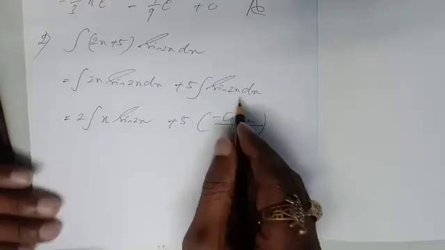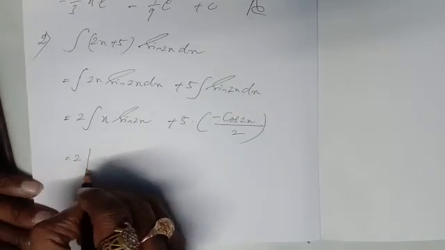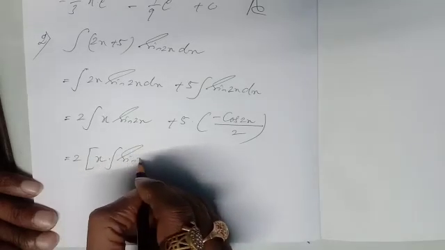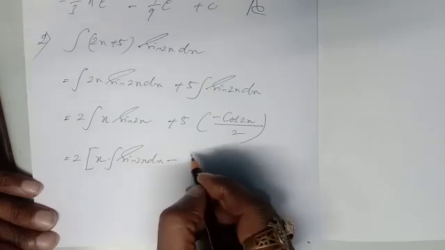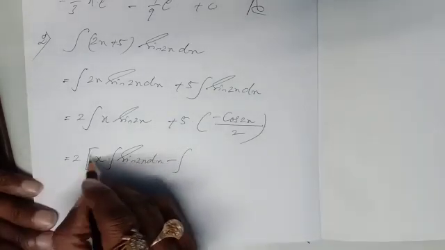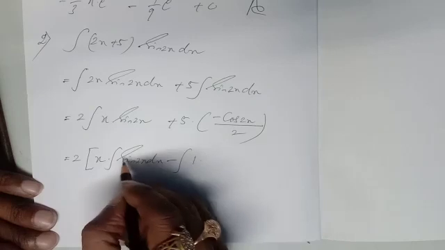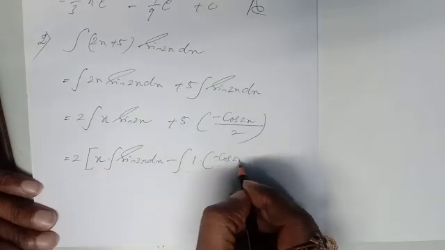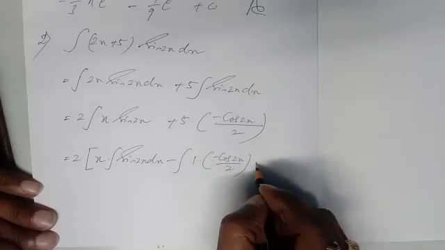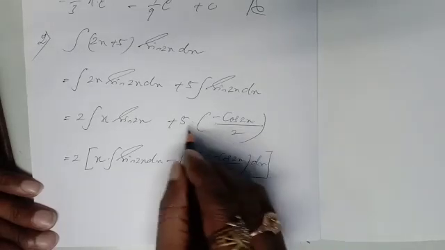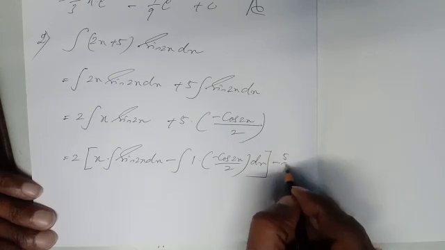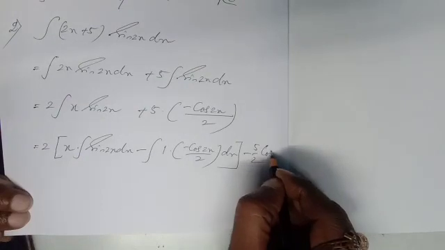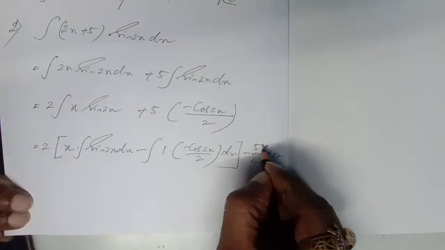Here you have to apply by parts: x into the integration of sin 2x dx, minus the integration of the derivative of x, that is 1, into the integration of sin 2x, that is minus cos 2x by 2, whole dx, bracket close. And this one is minus 5 by 2 cos 2x.